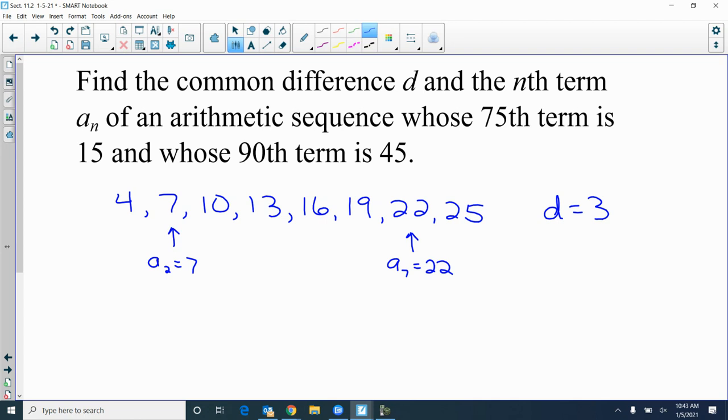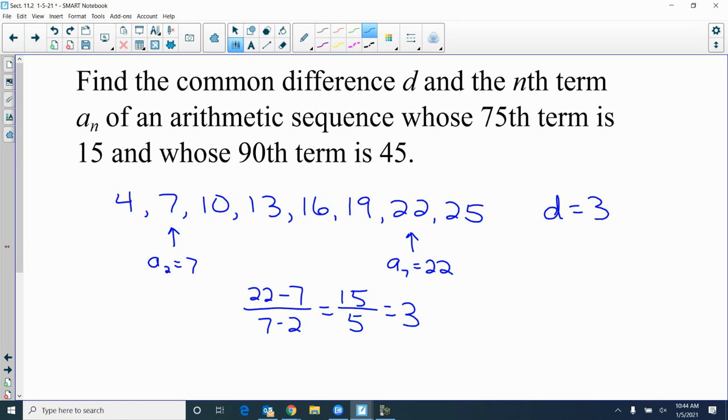To go from there to there, how much does it increase? It goes from 7 to 22, an increase of 15. How many terms did it take to get there? A total of 5 terms. So if you take 22 minus 7, that's the difference between the two terms, and you divide by the difference in the number of terms, this gives us our D value. 15 divided by 5 is 3. So it took 5 terms to go from 7 to 22.